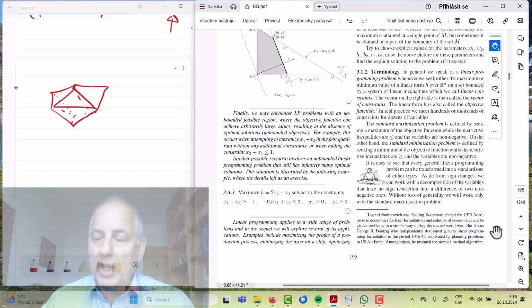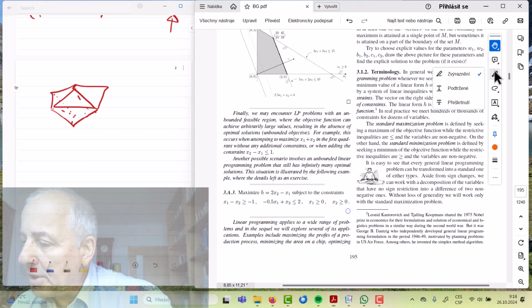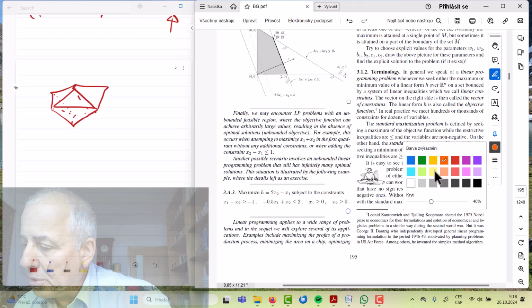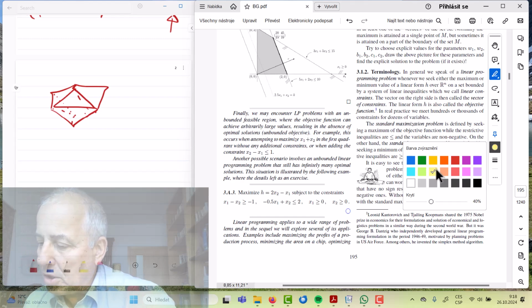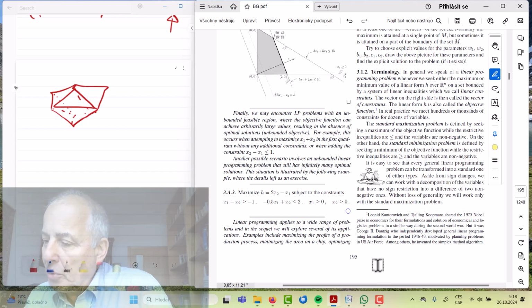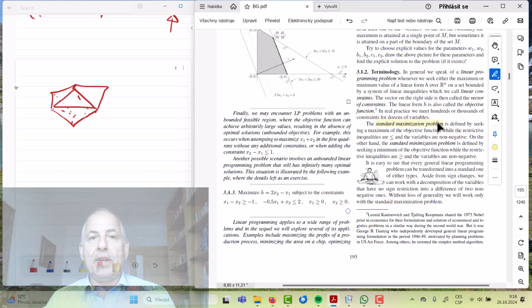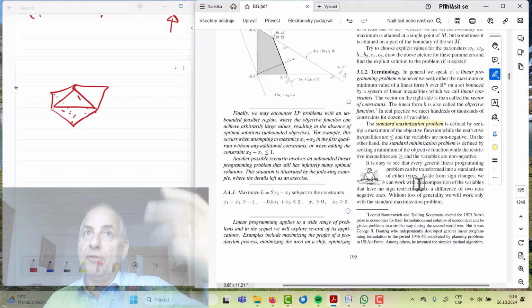So first we shall stop at a bit of terminology, right? So we talk about a standard maximization problem if we want to find a maximum and we expect that all the x's are non-negative, and we talk about the standard minimization problem if it's the other way around.